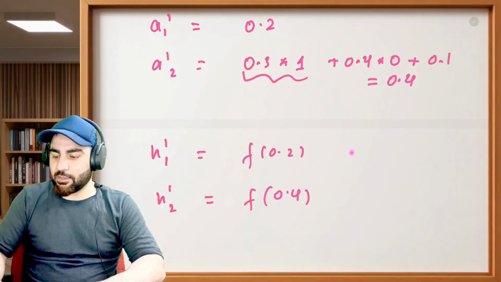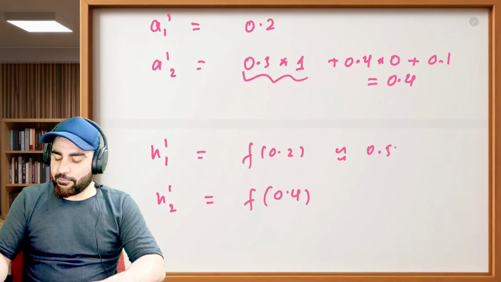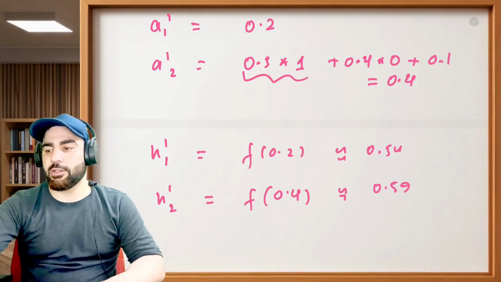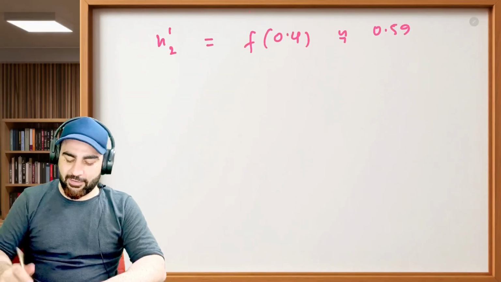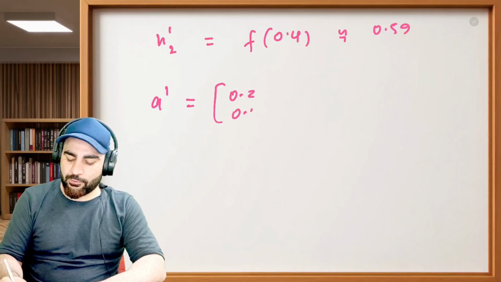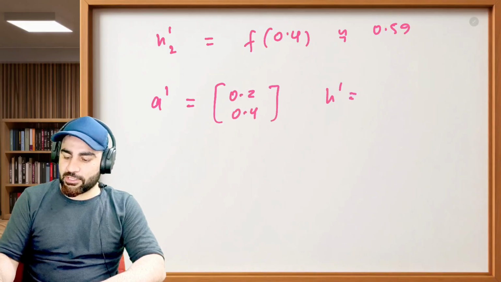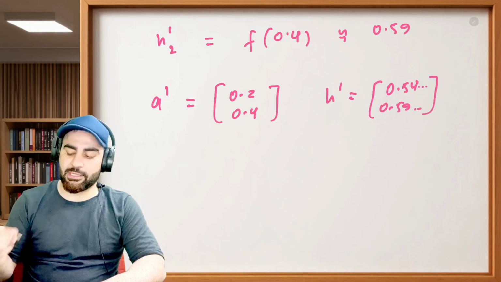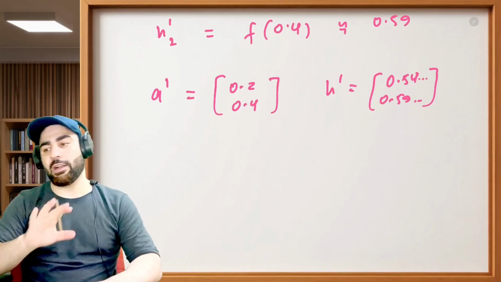So this roughly comes out to be 0.54, and this is roughly equal to 0.59. These are the values. In order to do it in vectors, how can I write in vectors now? A1 directly is equal to 0.2 and 0.4. So if I have to write H1, H1 is equal to 0.54 and 0.59, and some other values are here. So I'll just write these things. So we are done with the first layer.